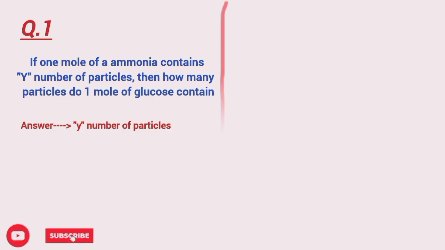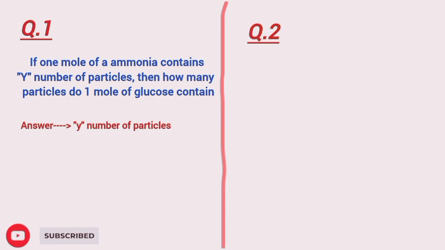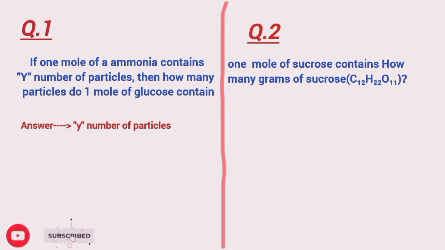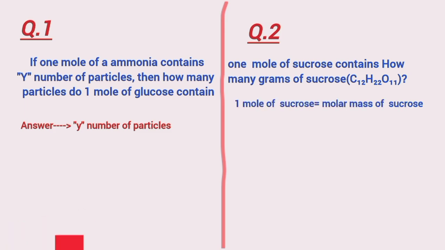Now let's look at this. It says 1 mole of sucrose contains how many grams of sucrose? Now this is very easy. We know that 1 mole of any substance is equal to the molar mass of that substance. So in this case, 1 mole of sucrose will be equal to the molar mass of sucrose. So to answer this, we need to find the molar mass of sucrose.